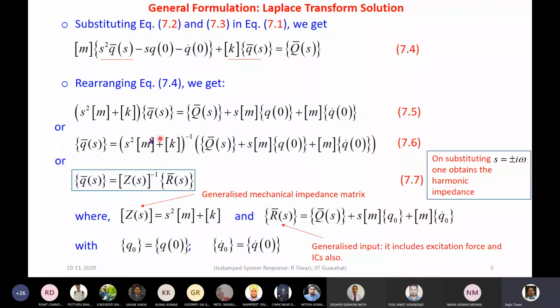This particular matrix, s squared M plus K, we represent by Z(s), and that is nothing but the generalized mechanical impedance matrix Z. But here we have taken the inverse of that, and R(s) we are representing all the forces. So all these forces are represented as the generalized input to the system. So with this equation, we can get the displacement.